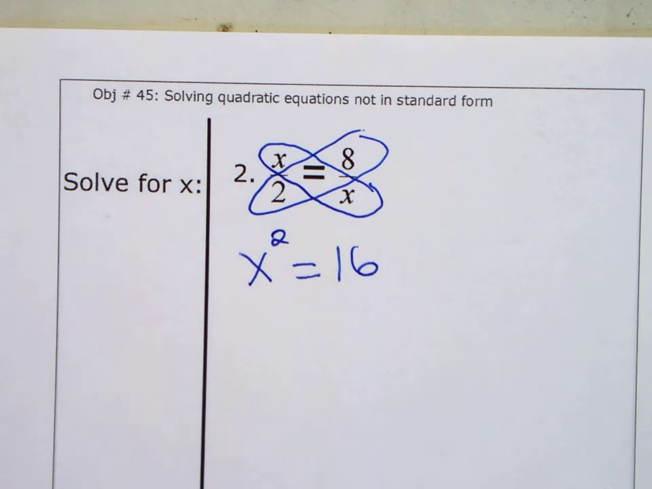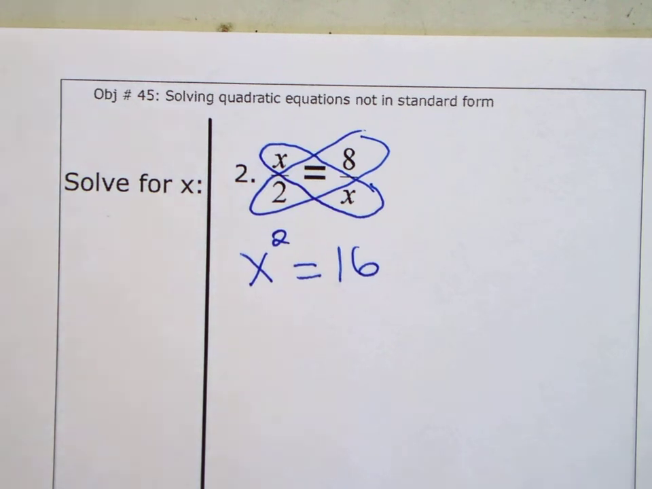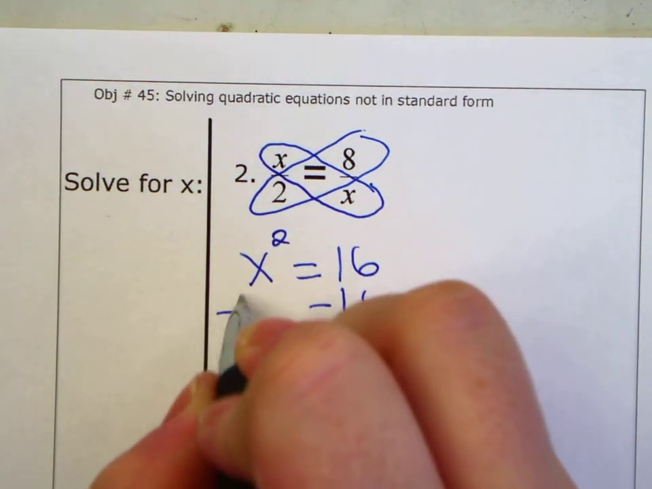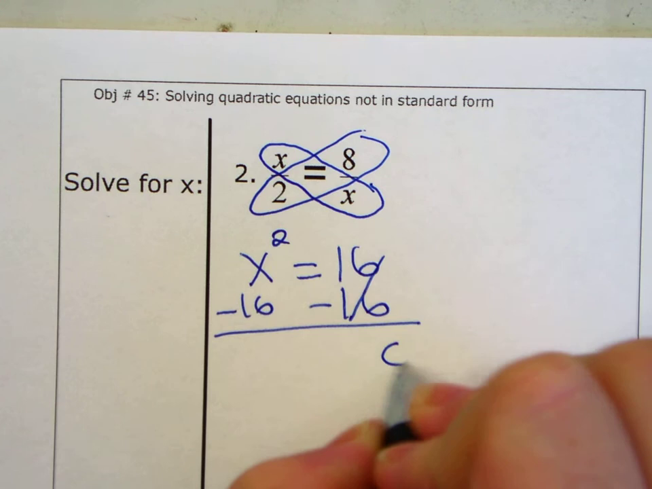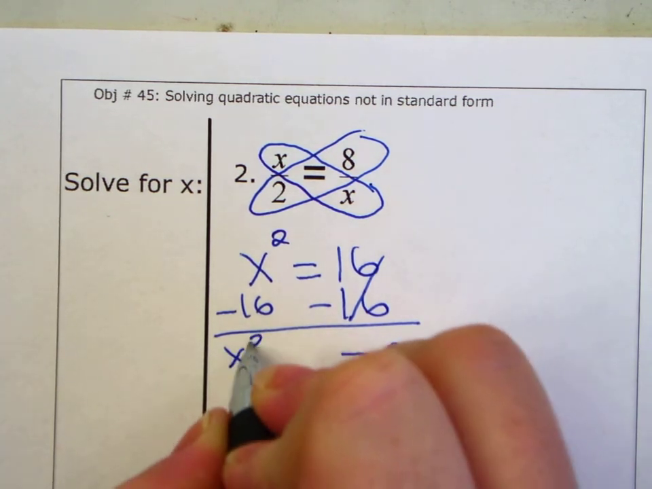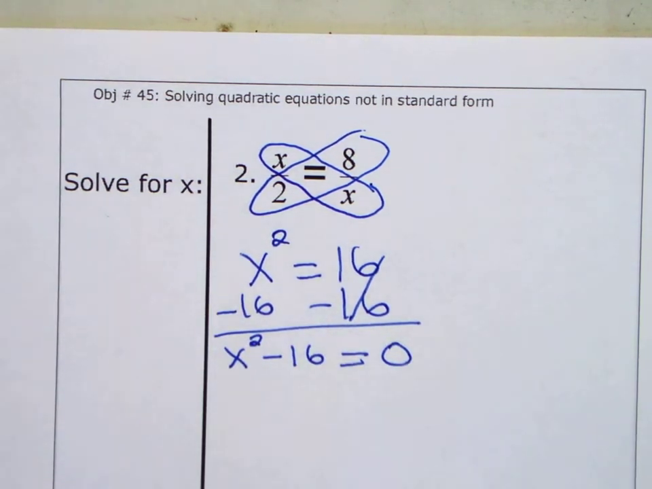Now, what have we been doing to solve quadratics? What do we need on one side of the equal sign? We need a 0. So how do we get a 0? Minus 16 on both sides. 0 equals x squared minus 16.